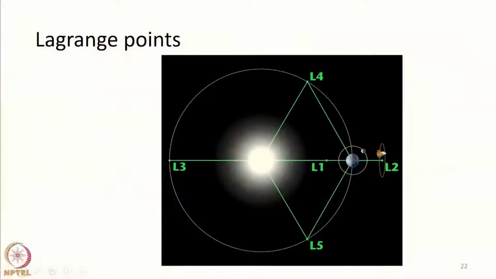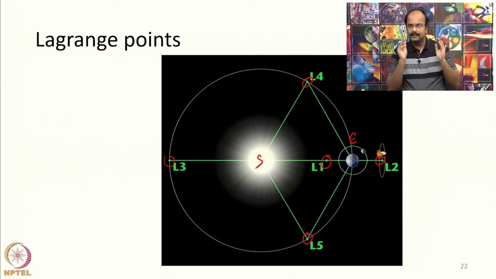Let us say this is the Sun, this is the Earth. The Earth is moving around the Sun in a fixed orbit, right. The Sun has gravity, and the Earth also has gravity. Due to the combined gravity effects, there will be certain points, and if certain objects are placed at those points, those objects will remain at the point continuously.